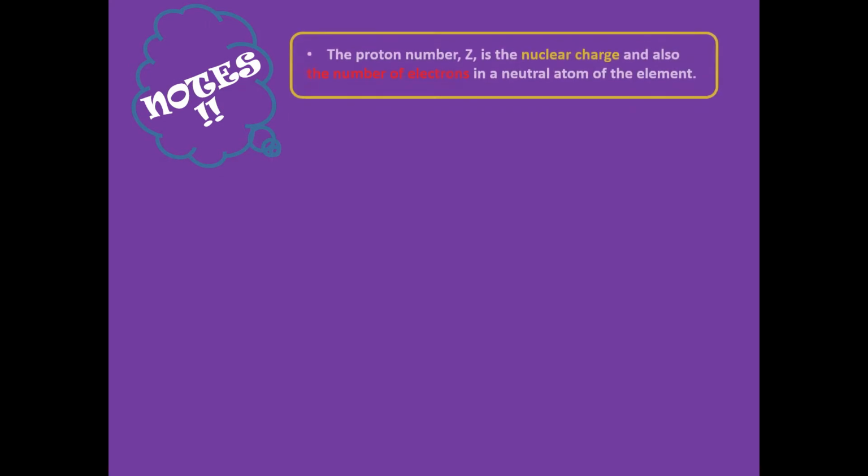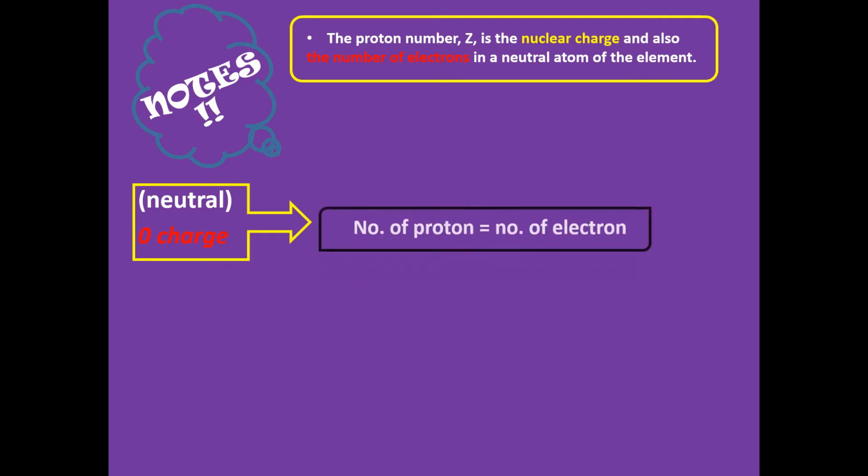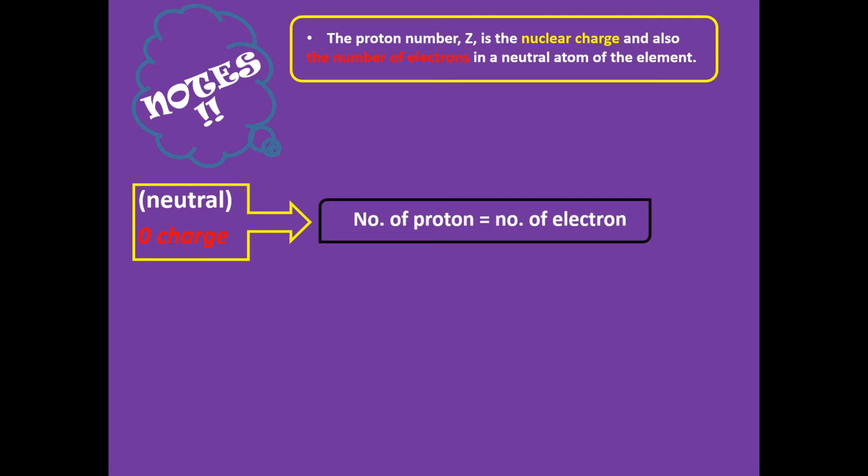Notes: the proton number is the nuclear charge and also the number of electrons in a neutral atom of the element. For a neutral atom with zero charge, the number of protons equals the number of electrons.